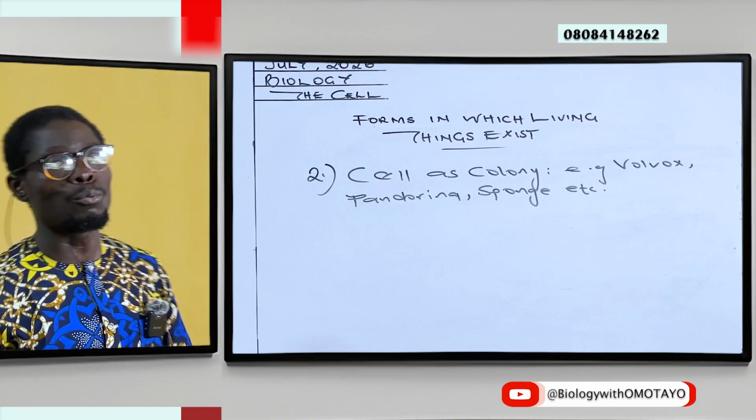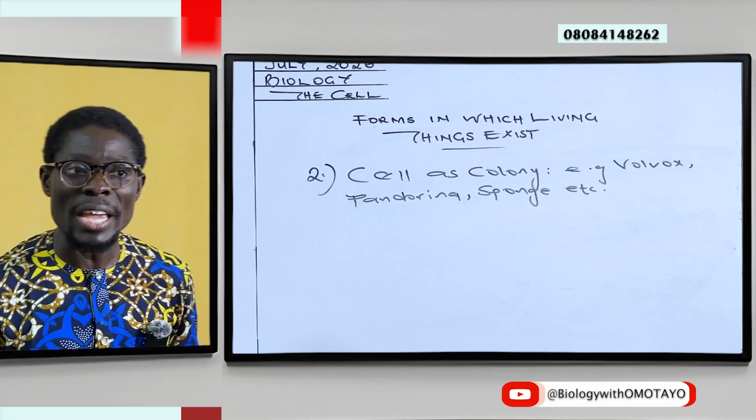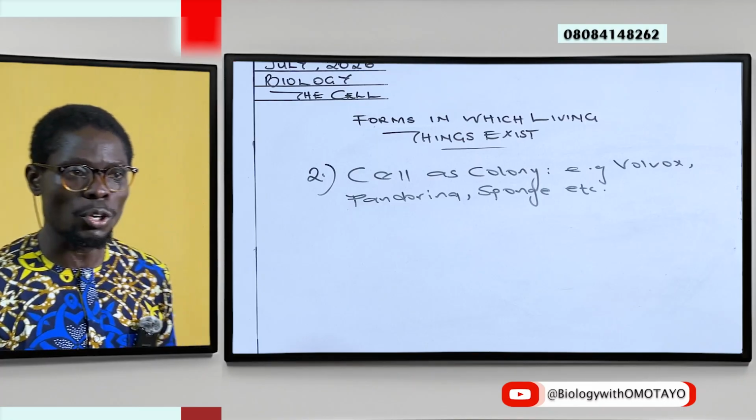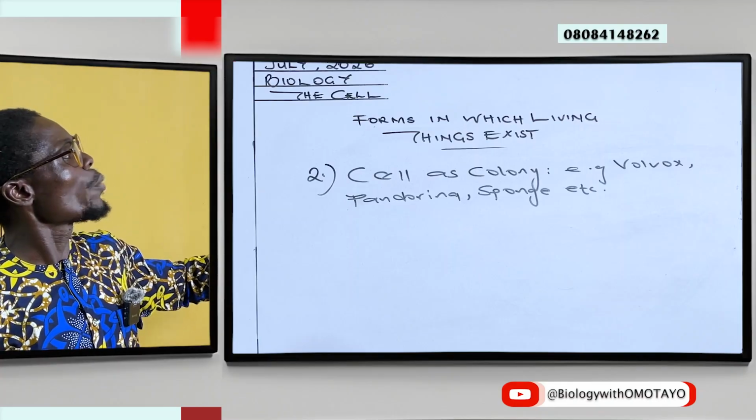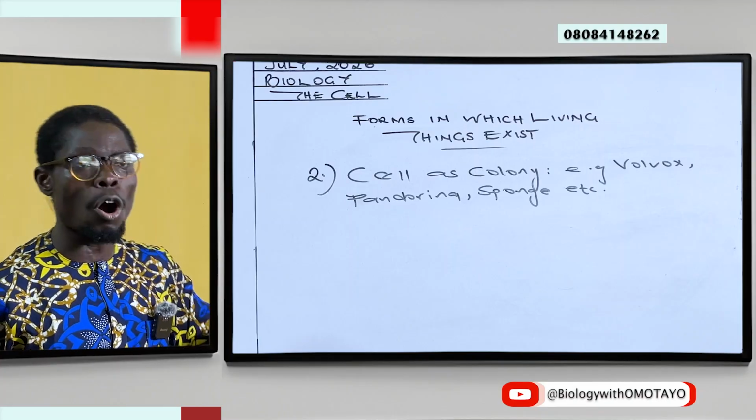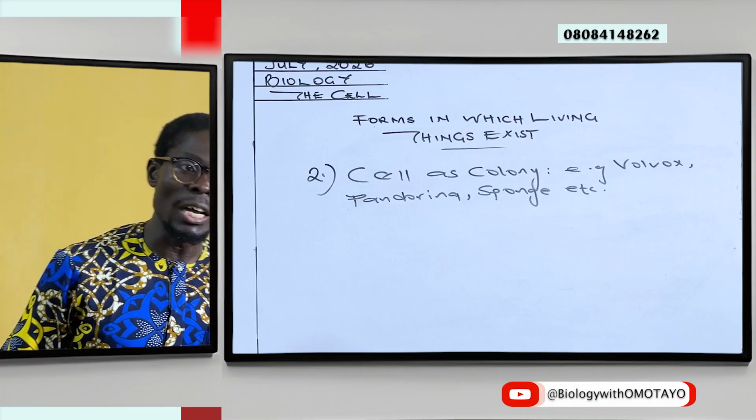And a few examples have been highlighted here. We have the volvox, we have the pandorina, we have the sponge, and so on. I'll move on from here quickly to look at the next, which is cell existing as filament. But before I go, permit me to quickly call your attention to a diagram that often you might have been seeing. It is not a difficult thing to illustrate.